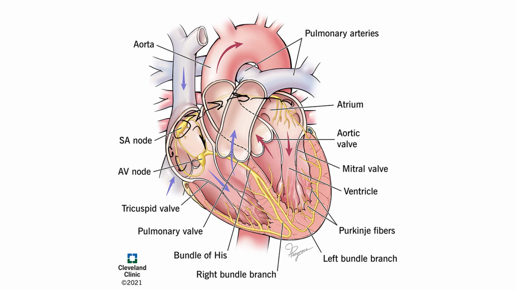But then what happens to the action potential as it moves from the atrial fibers into the AV node fibers? First of all, the AV node doesn't get to threshold on its own. It's capable of doing it, but it doesn't.